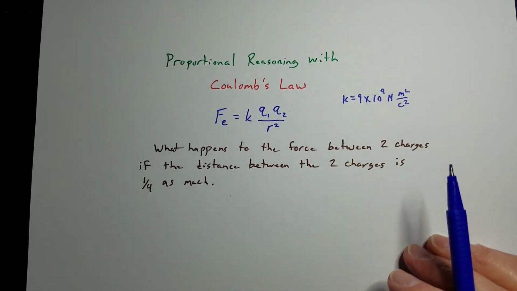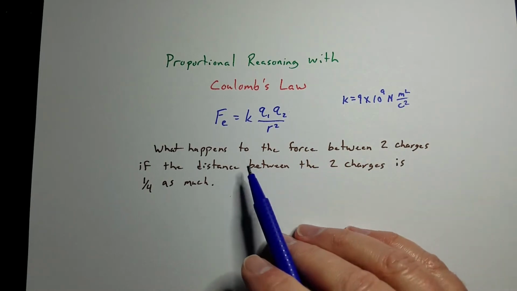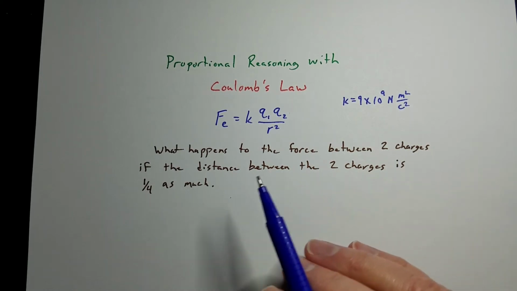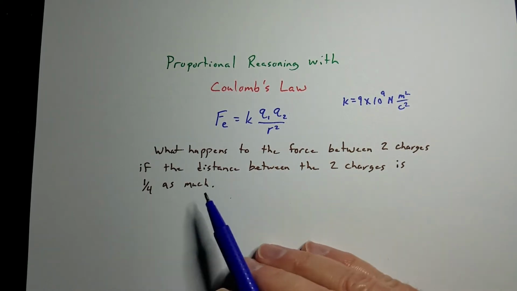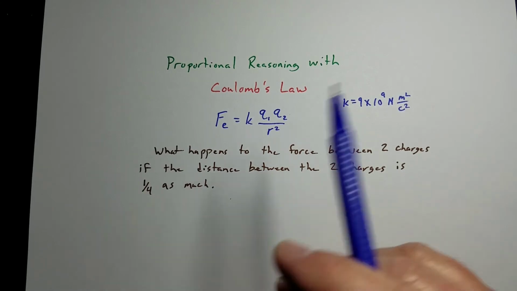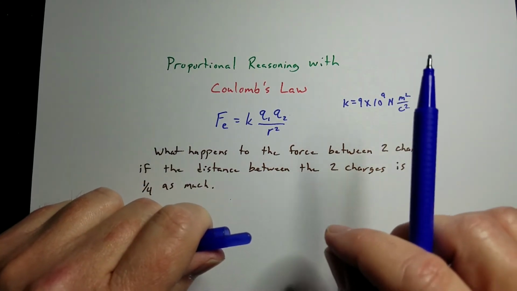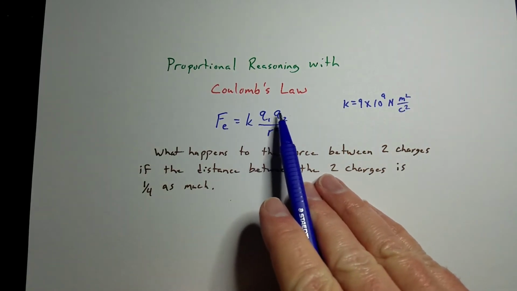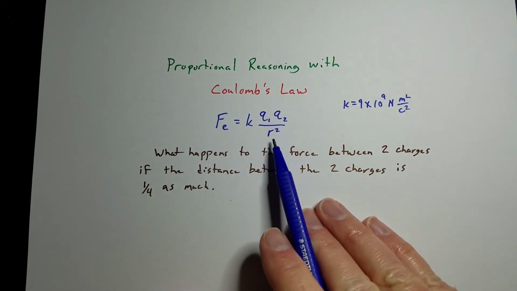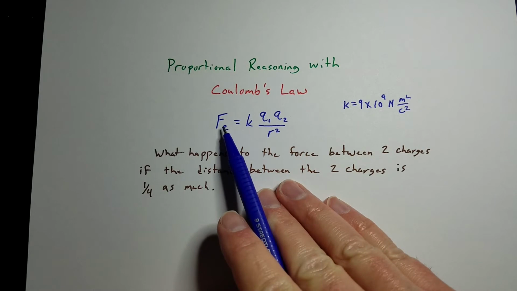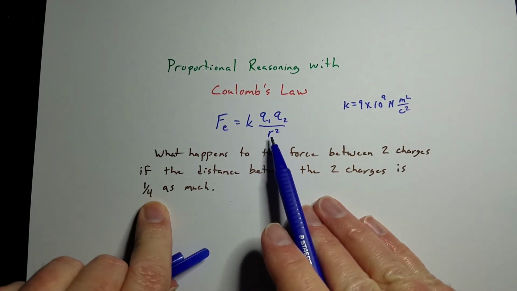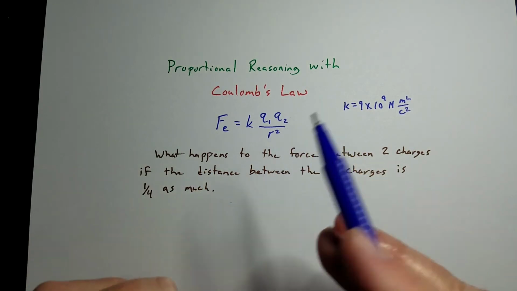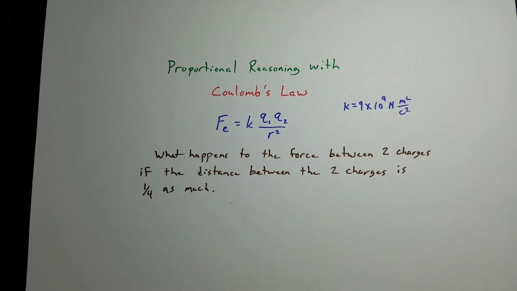So how can we figure out a problem like this where we have to figure out what happens to the force between two charges if we increase or decrease the distance by 1/4? So we're actually bringing the charges closer. So what would happen to the force? If we increase either the charges, the force should increase. If we increase the distance, the force should decrease. But in this case, we're decreasing the distance, so that means we're bringing them closer, so the force should get bigger. But by how much? That's where we use proportional reasoning.